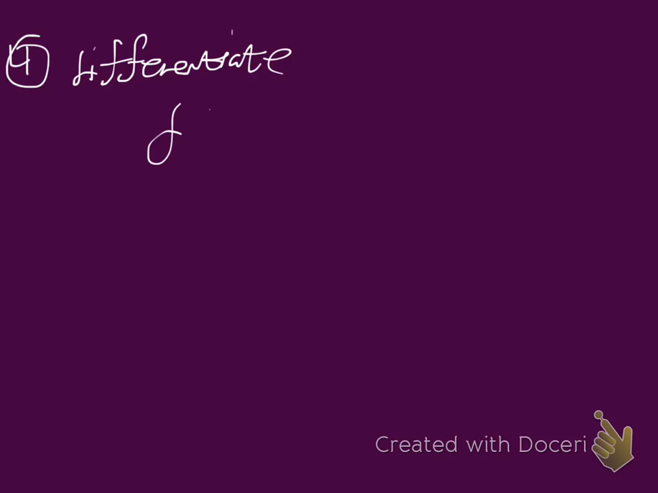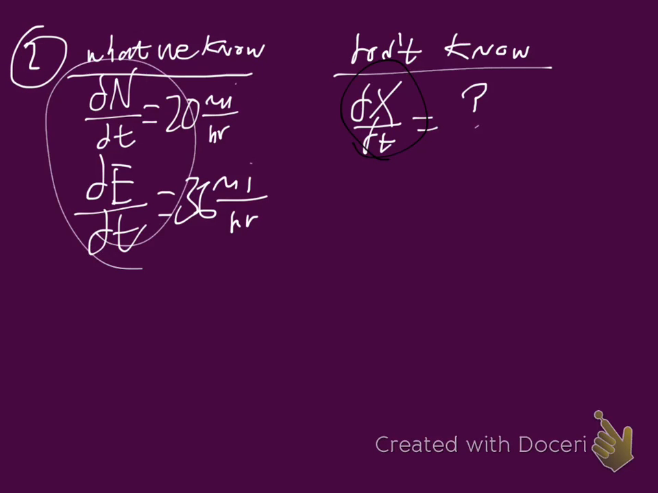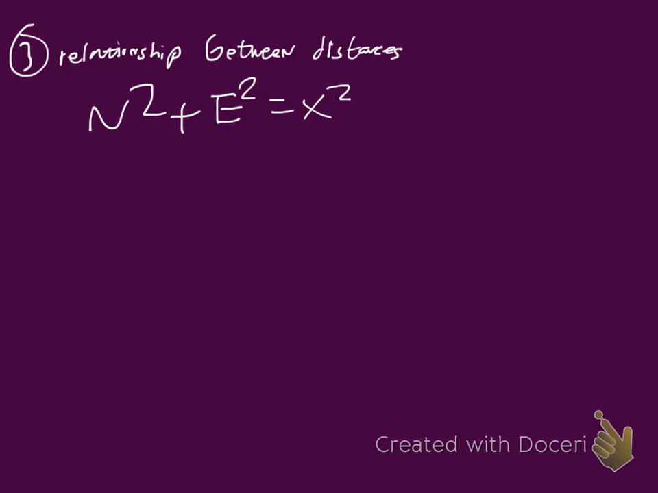Is it going to be n, e, or x? It's actually none of them. It's t. We're going to have t at the bottom. Why? Because we're trying to find a relationship between these 3, and t is what everything is differentiated with respect to. Also, the question is asking us for dx dt, and t's at the bottom of everything.